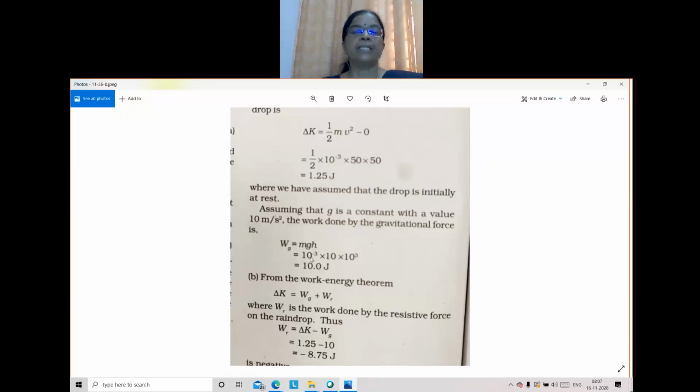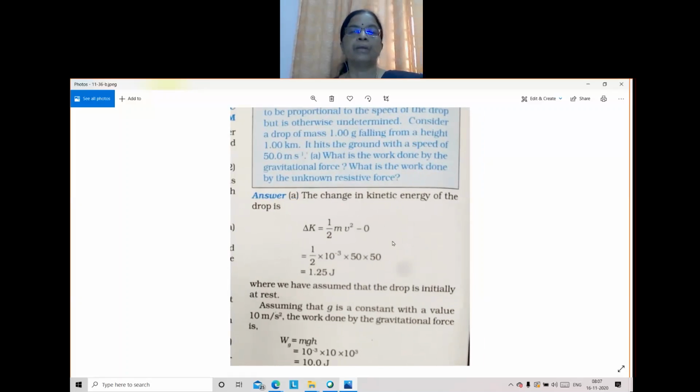So m is 10 raised to minus 3. g is taken as 10, into height. We know 1 kilometer changes into meters in the SI system, so kilometer is 10 raised to 3. So 10 raised to minus 3 and 10 raised to 3 will get cancelled. Then 10 remains. So 10 joule is the work done by gravitational force.